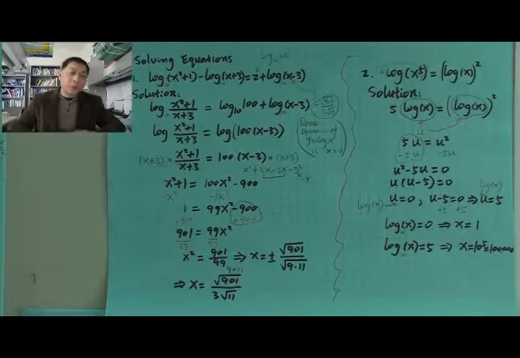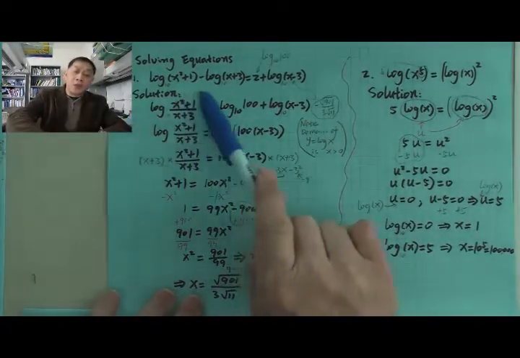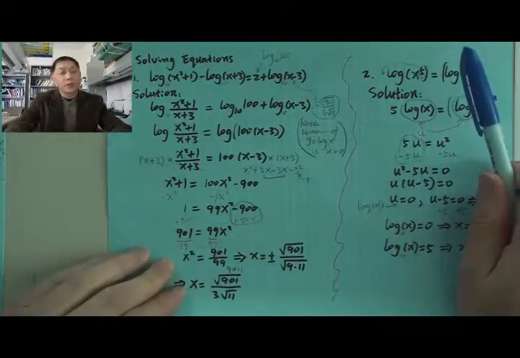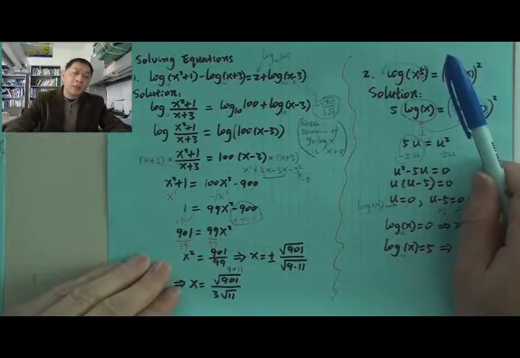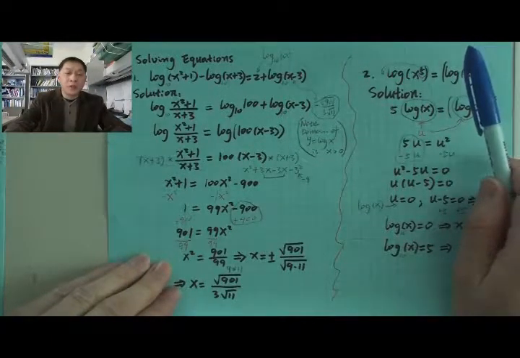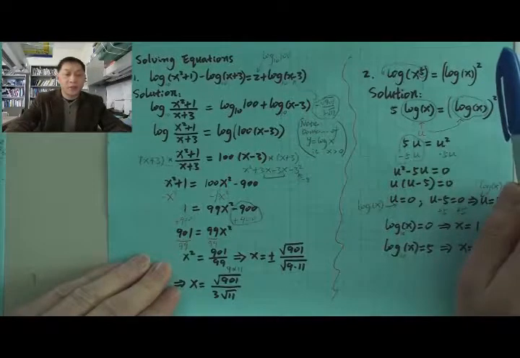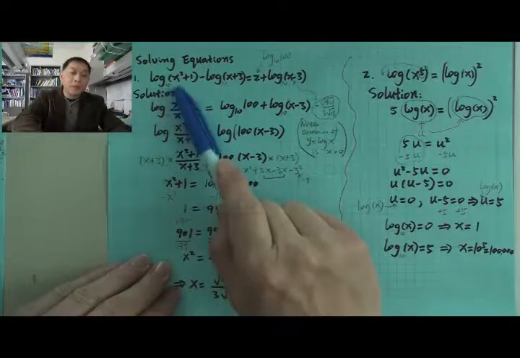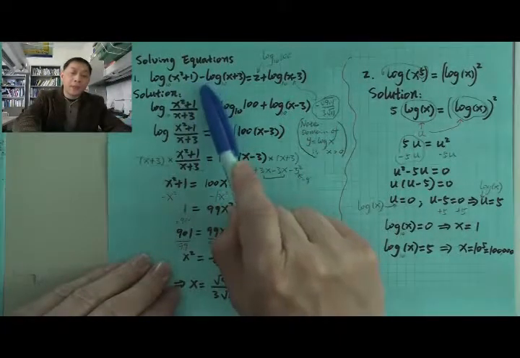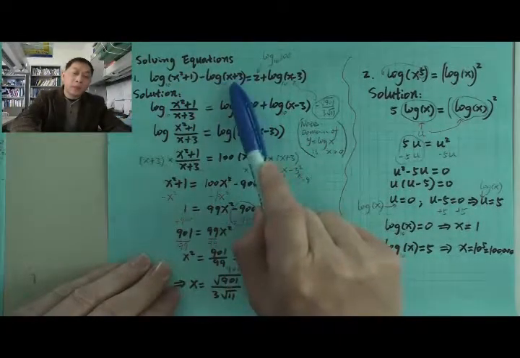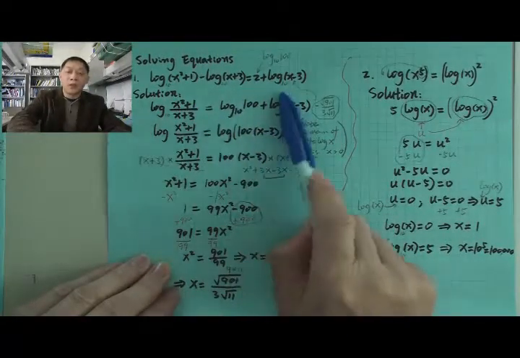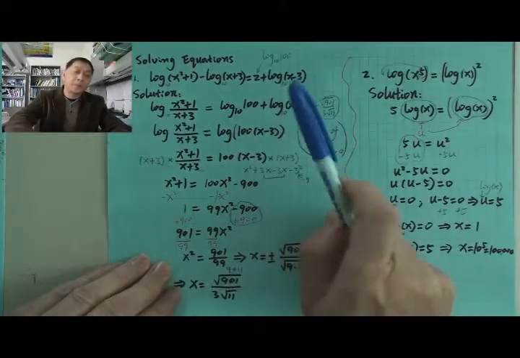In this lecture, we will talk about solving logarithm equations and exponential equations. So let's look at logarithm equations first. This one is log of x squared plus 1 minus log of x plus 3 equals 2 plus log of x minus 3.